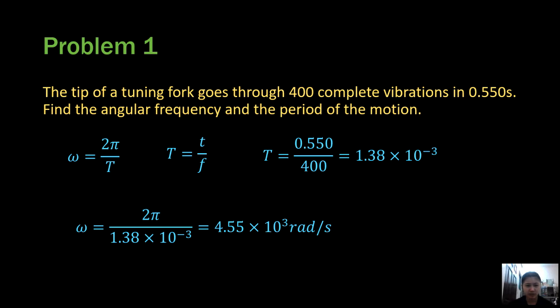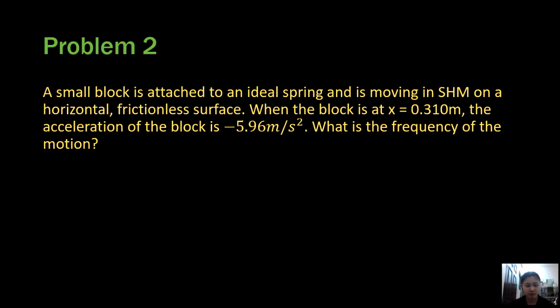So let's proceed to problem number 2. A small block is attached to an ideal spring and is moving in simple harmonic motion. SHM stands for simple harmonic motion, on a horizontal frictionless surface. When the block is at x equals 0.310 meters, the acceleration of the block is negative 5.96 meters per second squared. What is the frequency of the motion?